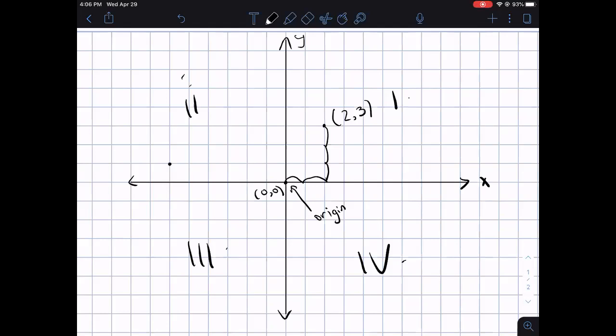If we go left, then the x coordinate becomes negative. So this point is negative 5, 1, because we go 1, 2, 3. Wait, I can't count. 4, 5, 6. It's actually negative 6, 1. And this point is 1 up as well. Does that make sense? Does everybody understand this? Because this is what we're going to be going off of for the whole class.